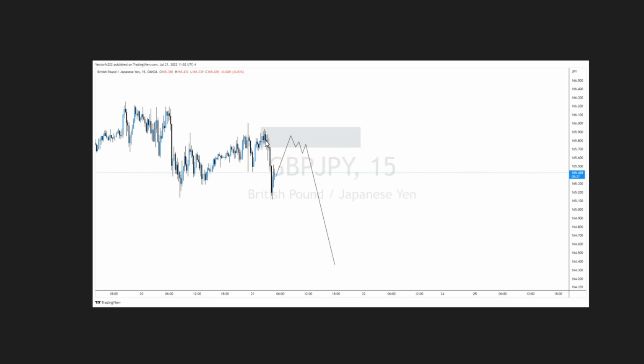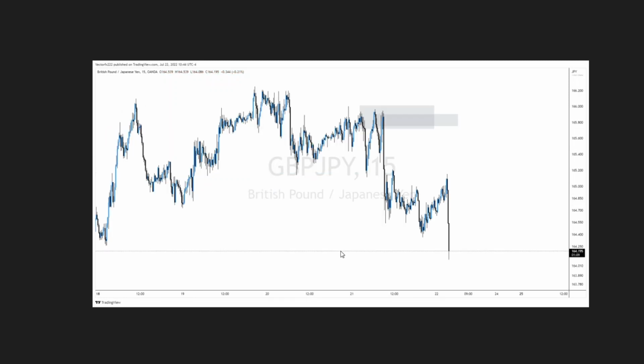Okay, so we saw our range created and then an initiation here, so we were expecting price to make a mitigation and then look for a lower time frame entry into continuation. Okay, so we're expecting GBP JPY to make it into the range and then continue, and then we can see that price made it into the range.